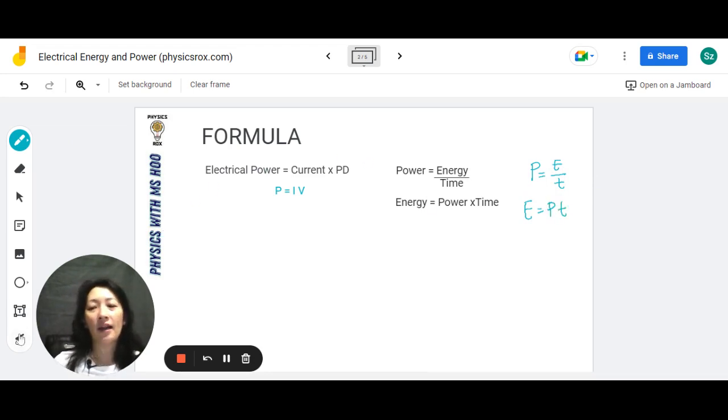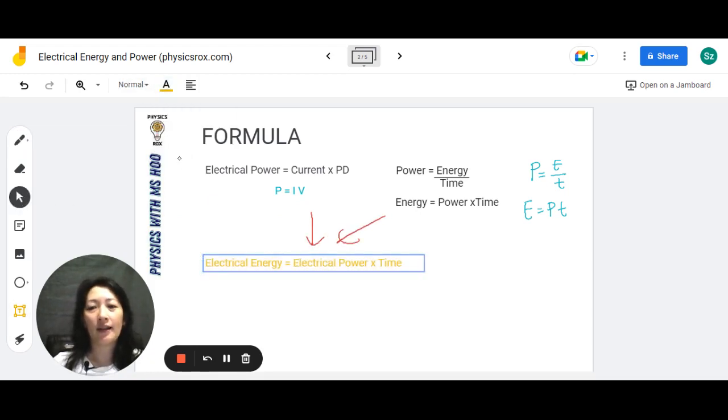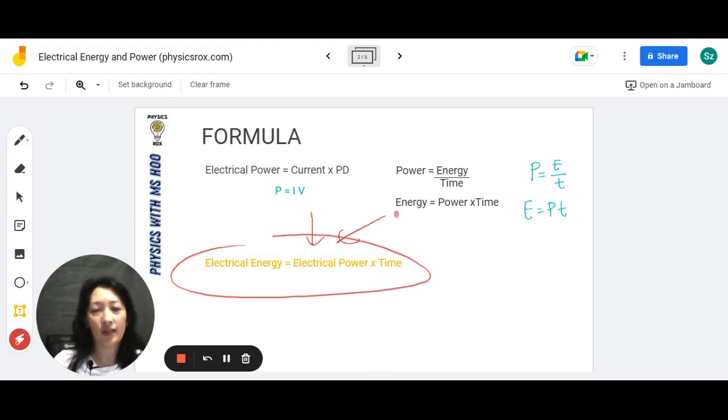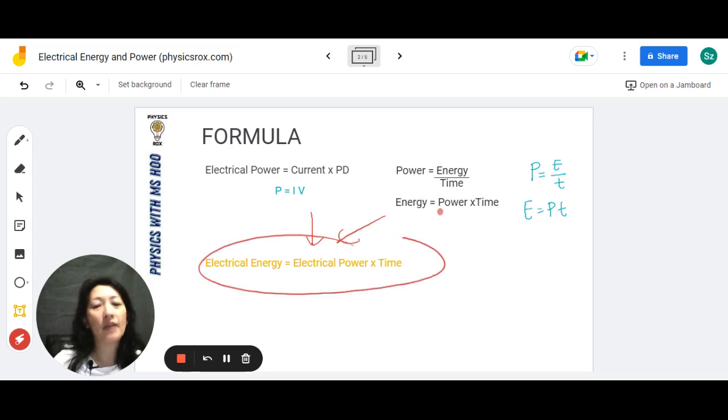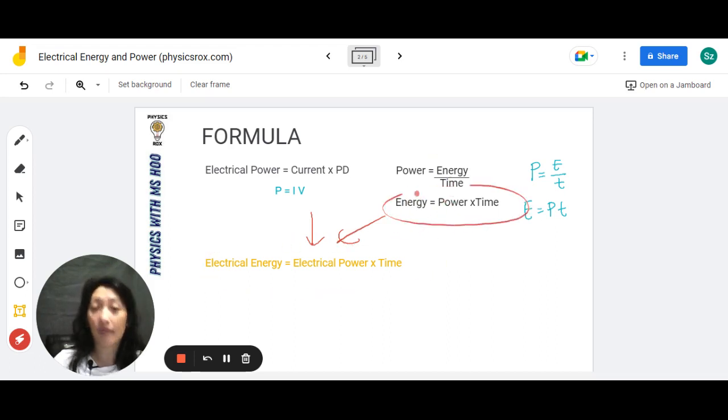So why do we need this to find electrical energy? Because we're going to combine these formulas to find out how to calculate electrical energy using electrical quantities. Just to emphasize, we are going to be combining these two. What we'll get is, electrical energy equals electrical power times time. This formula is derived from this, where we know that in general, energy is power times time.